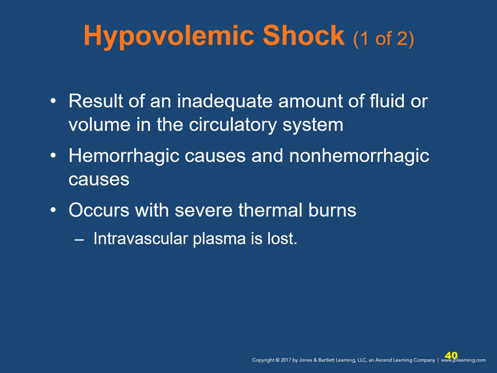Hypovolemic shock. Hypovolemic shock is a result of an inadequate amount of fluid or volume in the circulatory system. There are hemorrhagic causes and non-hemorrhagic causes. Injuries involving bleeding may result in hemorrhagic shock, while vomiting and diarrhea may result in non-hemorrhagic hypovolemic shock. Hypovolemic shock also occurs with severe thermal burns. Intravascular plasma is lost, and plasma leaks from the circulatory system into the burned tissues that lie adjacent to the injury.